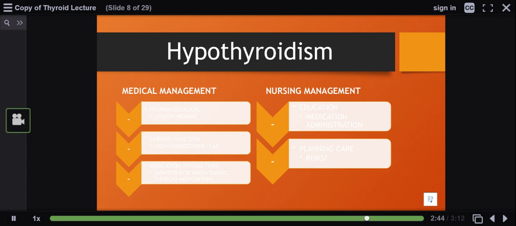As far as nursing management, we want to educate the client on the effects of any sedatives, as these are prolonged within the body. When providing our plan of care for these clients, we want to be mindful that these clients are at risk for things like activity intolerance, constipation, ineffective breathing pattern from a decreased ventilation, or imbalanced body temperature.